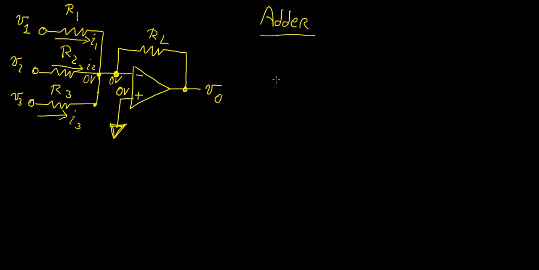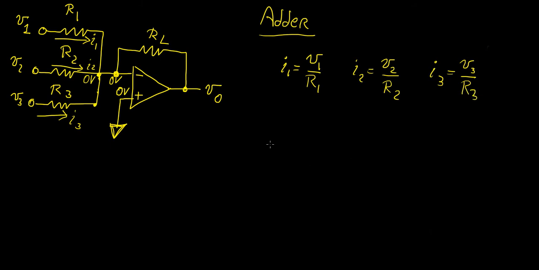Okay? So in this case, I1 is simply going to be V1 minus 0, which is V1, divided by the resistance R1. Then I2 is going to be equal to V2 divided by R2. And then I3 is equal to V3 divided by R3. And so on and so forth.